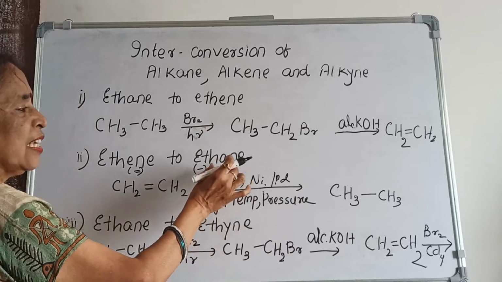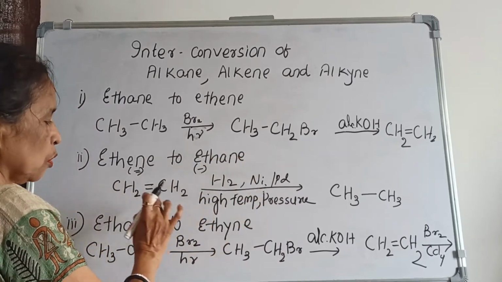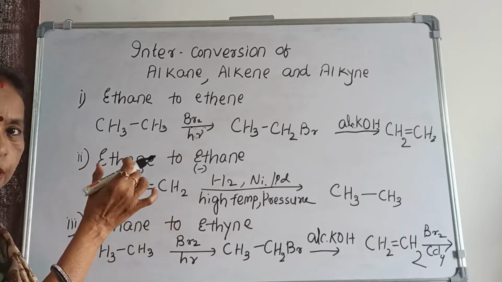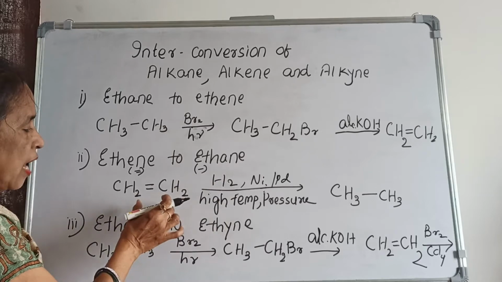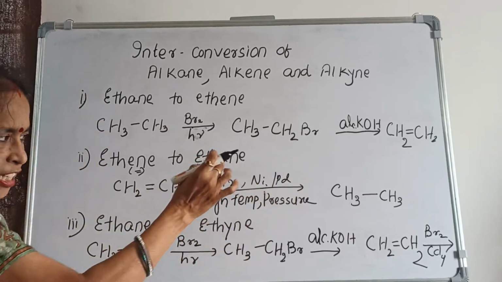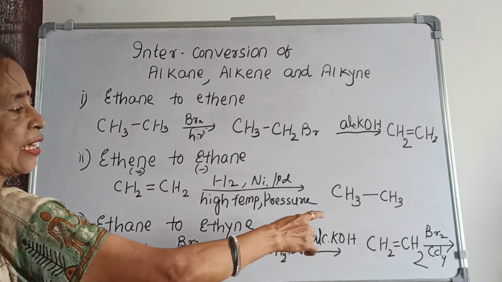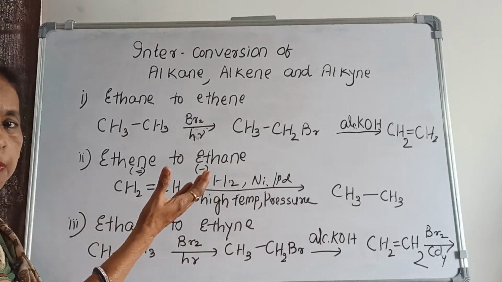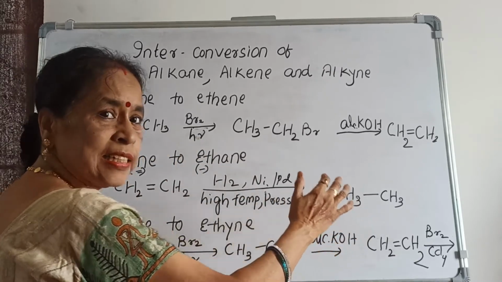Then what happens? Ethane means alkane having 2 carbons. So when alkene, this is a very important reaction, that is called hydrogenation. When alkene reacts with hydrogen in presence of nickel or palladium as a catalyst and high temperature and pressure, it gives alkane. Then what is the corresponding alkane here? Ethene is 2 carbon and ethane is 2 carbon.